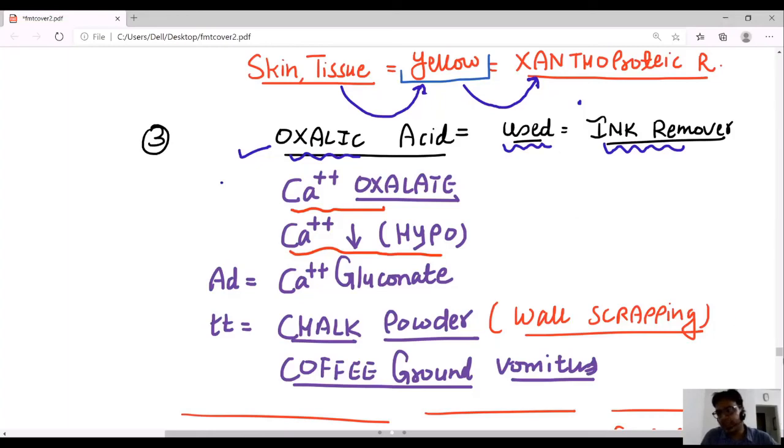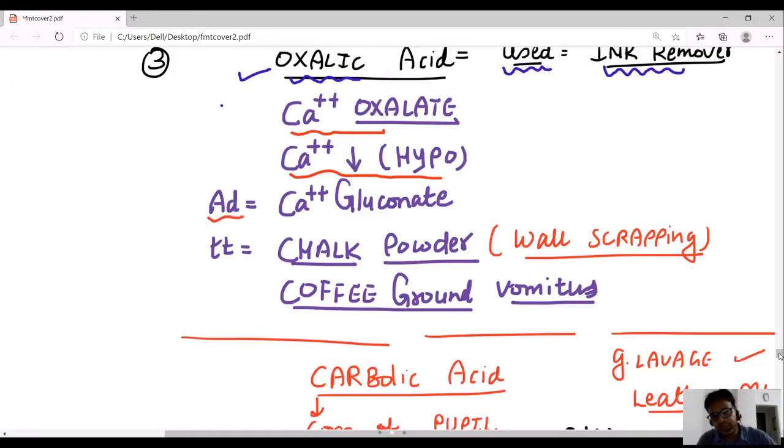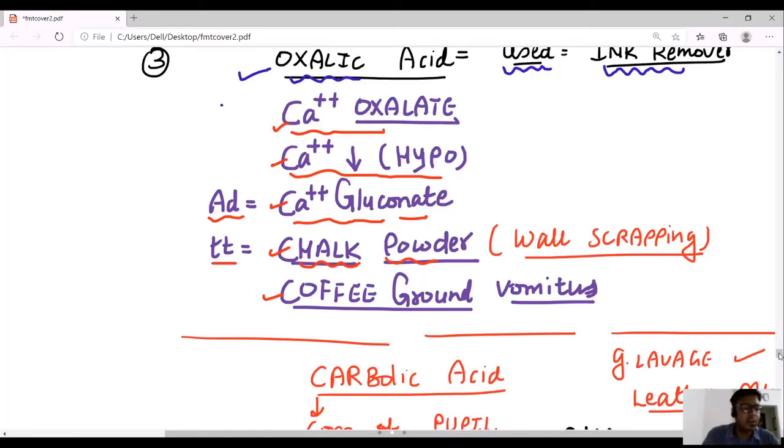Hypocalcemia, because when calcium combines with the oxalate, free calcium decreases. Antidote, we use calcium gluconate. And for treatment, we also use chalk powder. So everything is C, C, C, C. And the color of vomiting is coffee ground vomitus, my dear friend.